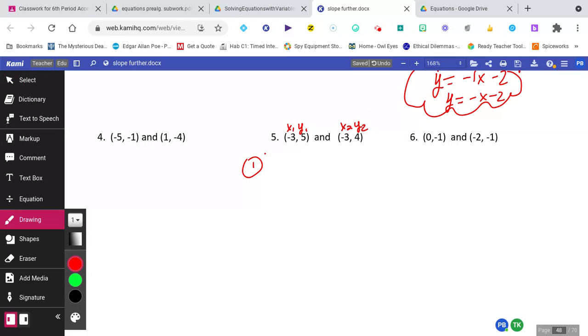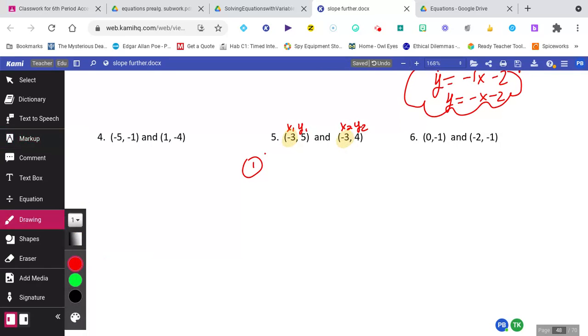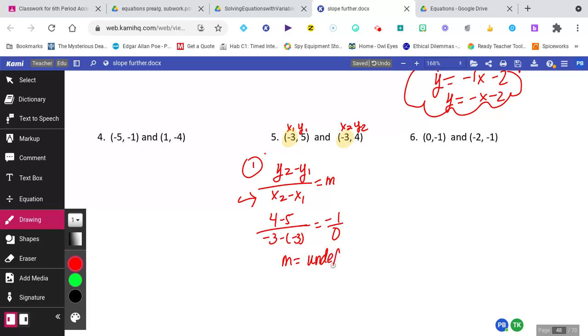Okay, so I'm going to point out what I noticed already. My x values are the same. Okay, but let me show you what happens to the slope. We should already know what happens to the slope when the x values are the same, because you're going to get a certain value of x on the bottom. So you're going to end up with 4 minus 5, -3 minus -3. When you're subtracting the same number, you're going to get a 0. But you get a 0 in your denominator, which tells me that my slope is undefined.